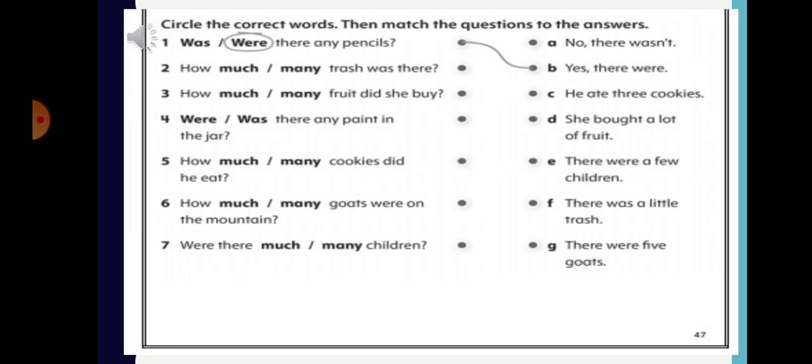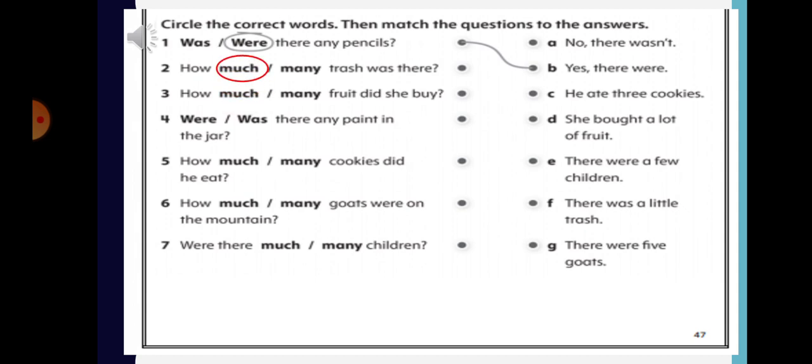Okay, circle the correct word, then match the question to the answer. Open page 47 in your grammar booklet to answer this question. Let's start with number 2. How much or many trash was there? Trash. Can we count the trash? No, the trash is uncountable. So I'm going to use much or many? Trash is uncountable. Yes, how much?